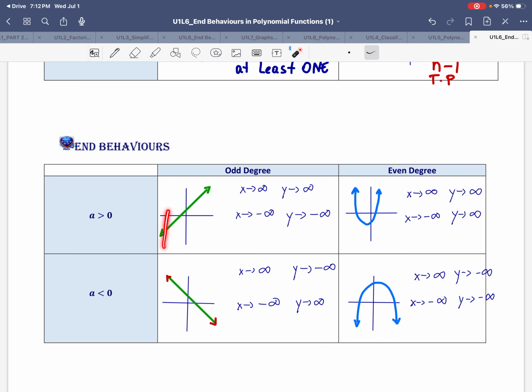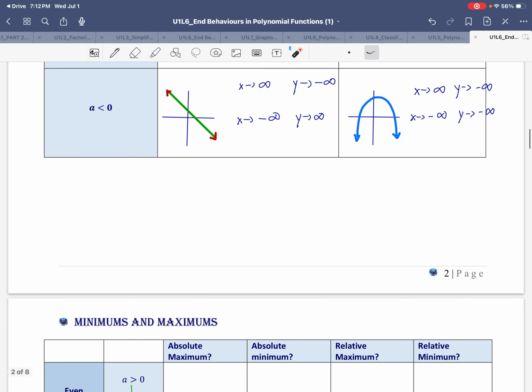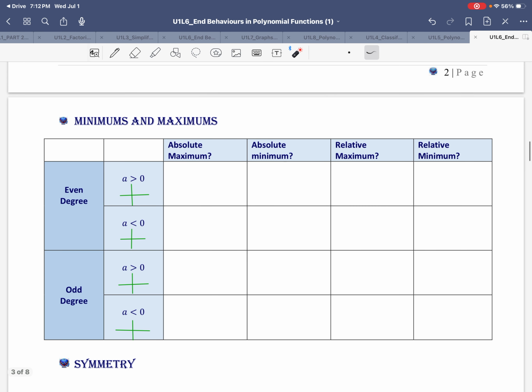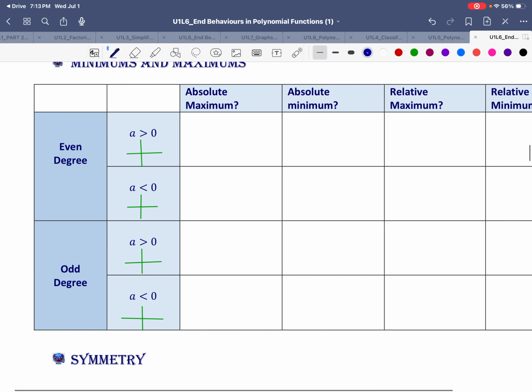So say you have a third degree, you go this way with a positive leading coefficient. You have a fifth degree, then with a positive leading coefficient, you're going to follow the end behavior of the line. So what happens in between, it's a different story. It depends on the degree of the function itself. Now, the number of minimums and maximums is related to turning points somehow, but there are some specific components of it that I want to mention and discuss with you in this video.